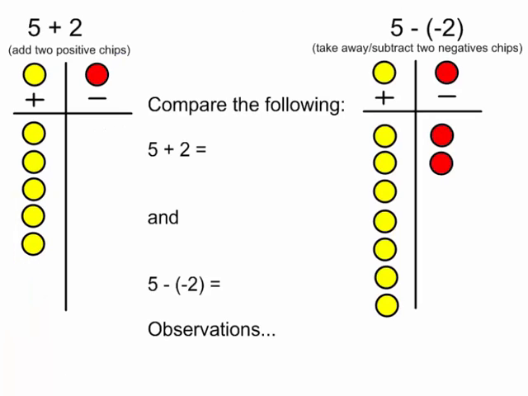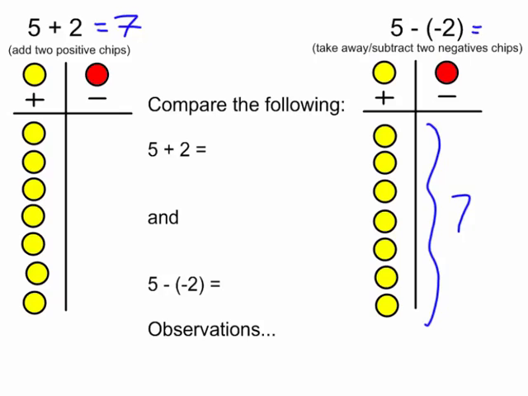There is a bit of a shortcut or an observation we can make here that might make our lives a little easier. When I look at 5 plus 2, I'm going to add 2 positive chips to my group of 5, and I will get a total value of 7. If I come over here to the 5 minus -2, this says take away 2 negative chips from this total. If I highlight these 2 negatives and I delete them, you'll notice I end up with, wow, 7 positive chips as well. So both of these answers yielded a result of 7.